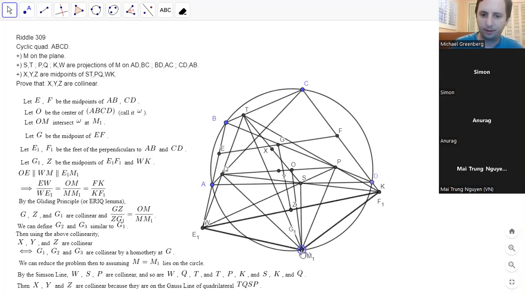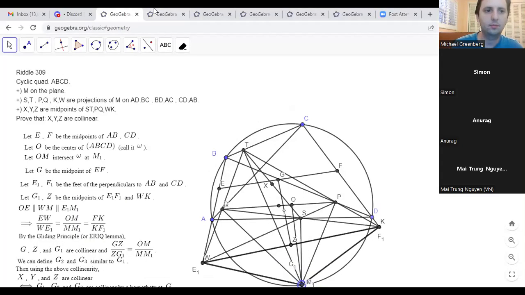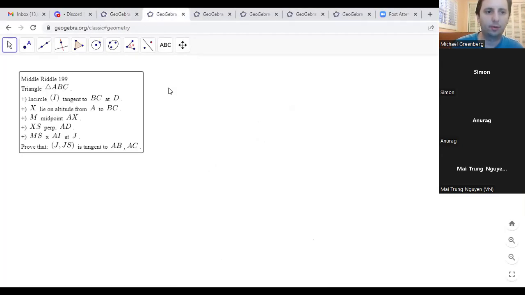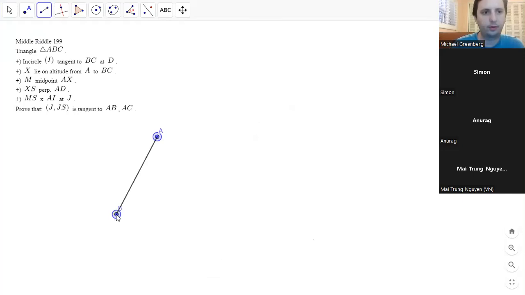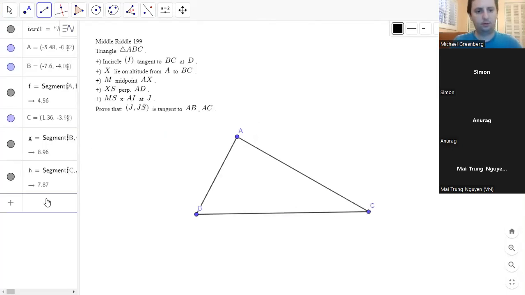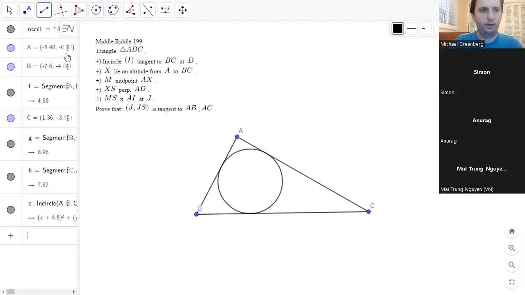So yeah. All right, so I'm going to move on to the next problem. This one I think might be a little bit easier, so let's see how far we can get. Looks like we have another person joining. So we have the triangle ABC, and then we have the incircle. So I'm going to draw that. All right. Thanks for joining, Nguyen.